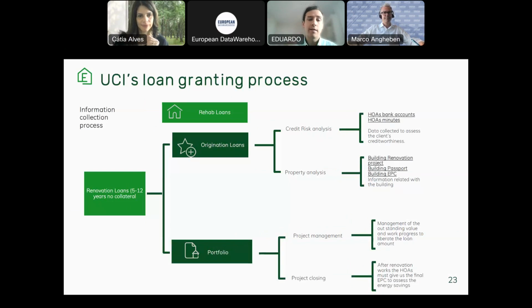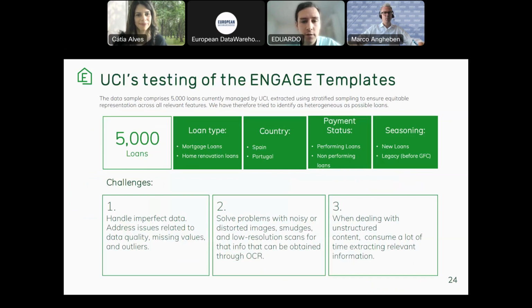Yeah, Katia was also explaining this slide, so I think we can move to the next one. Yeah. Well, thank you very much. As Katia was explaining, these are the data sources.